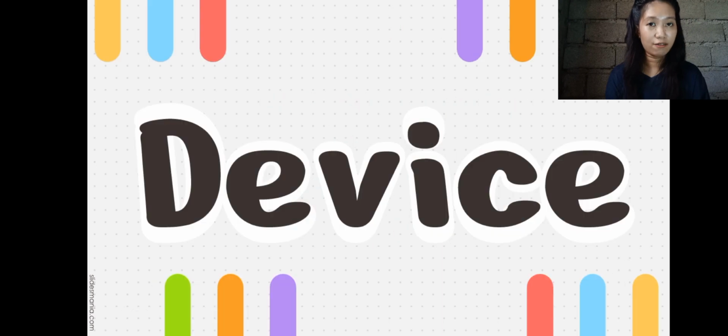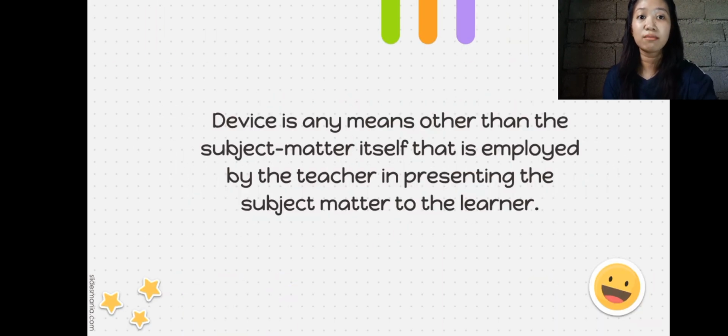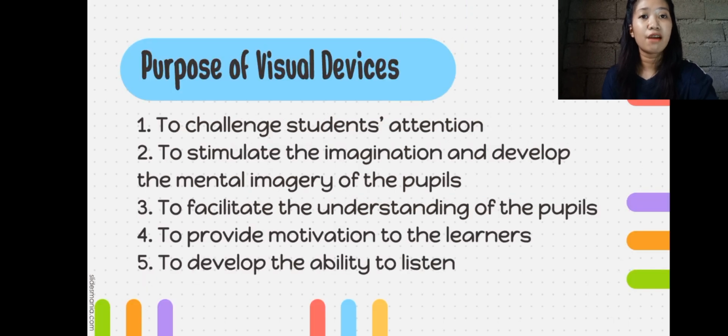Now, what is a device? A device is any means other than the subject matter itself that is employed by the teacher in presenting the subject matter to the learner. There are 5 purposes of visual devices.